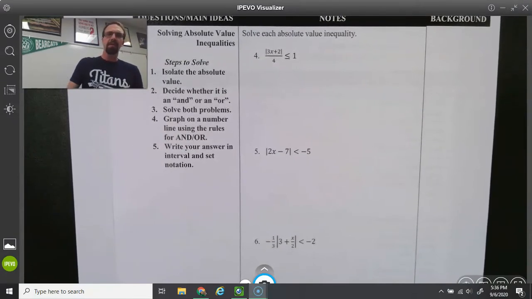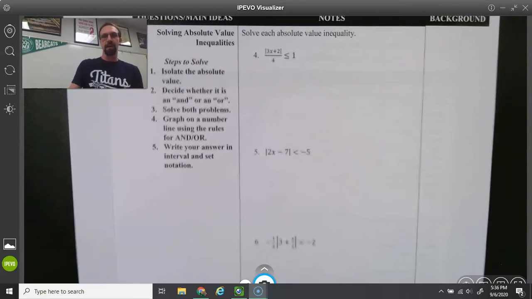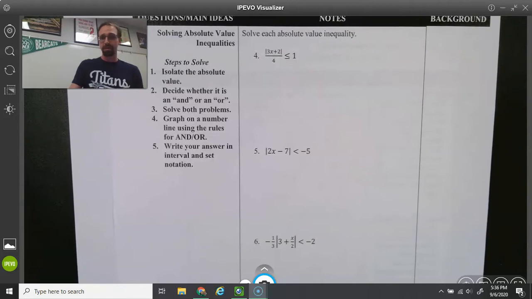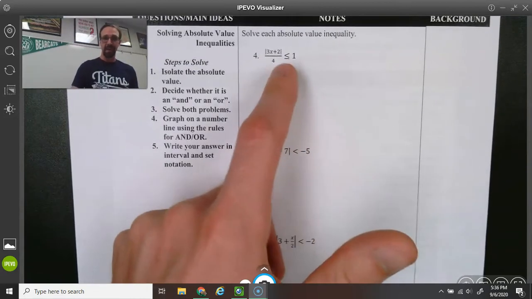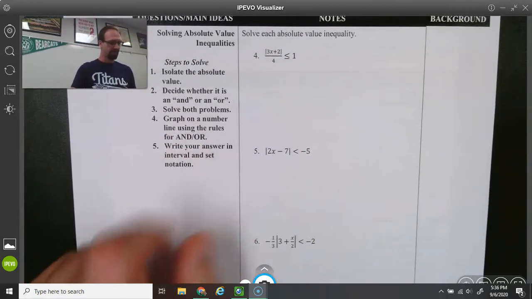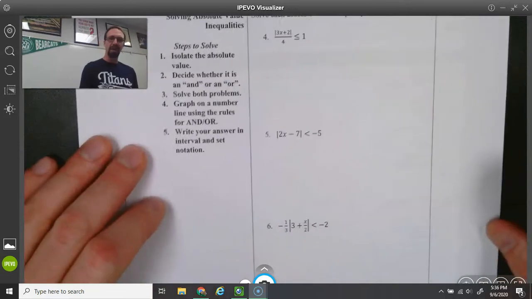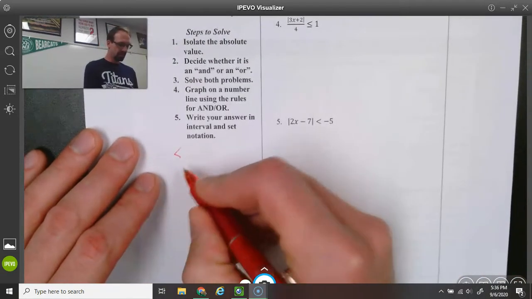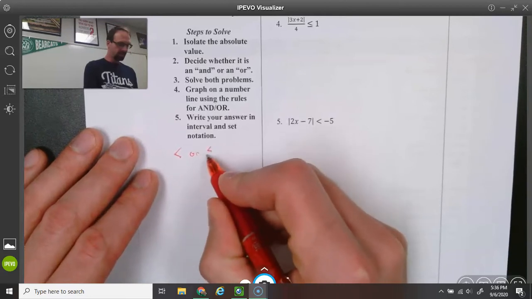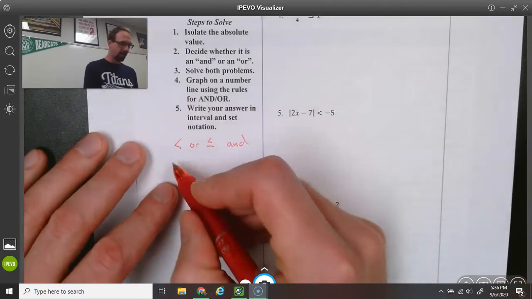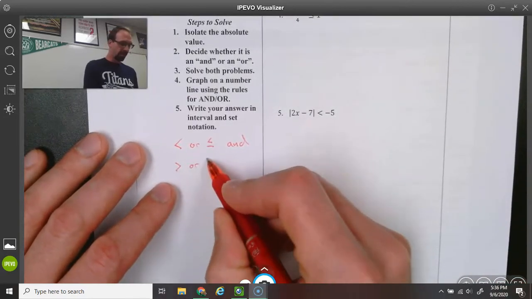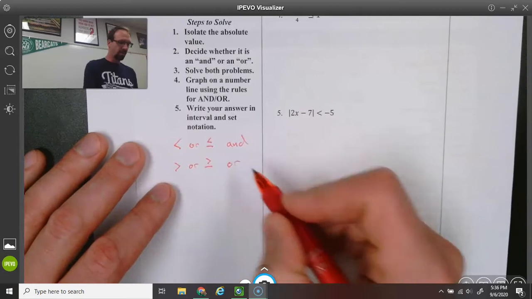So with these examples, one of the things to know is that with less than and greater than, there are inequalities that go with these. When we talk about the absolute value, this is basically deciding whether it is an and or an or problem. So talking about the steps to solve over here: when we have a less than or a less than or equal to, then we call this an and inequality. And when we have a greater than or a greater than or equal to, we call that an or inequality.